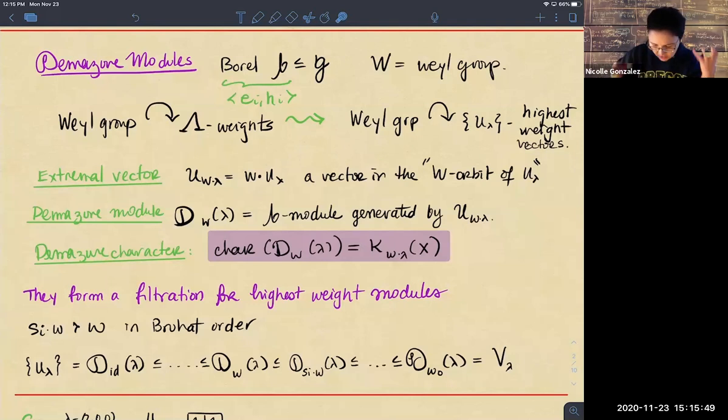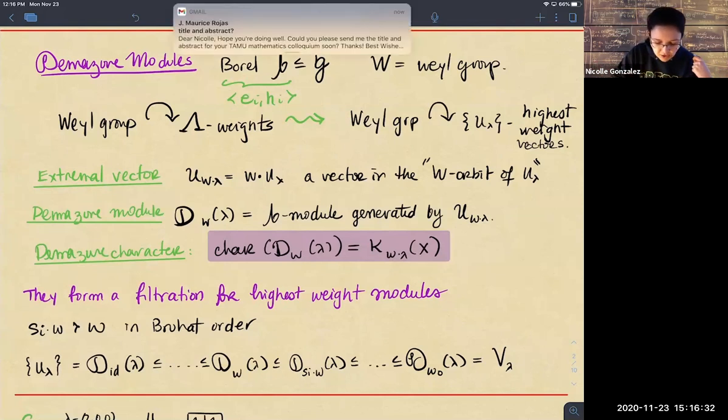Okay, so moving on. In addition to these properties, these Demazure modules form a filtration for highest weight modules, right? The reason is that if we look at the Weyl group, we can partially order it under Bruhat order, and that allows us to essentially nest our Demazure modules one inside of the other. If we start, for example, with the most trivial of Weyl group elements, the identity, then we just have the highest weight, because we're acting on our highest weight vector, u lambda, by the identity. You're not doing anything. You're sitting right at the highest weight.